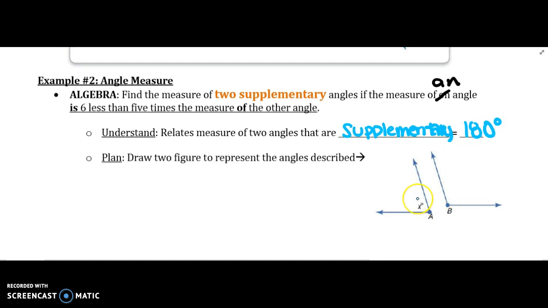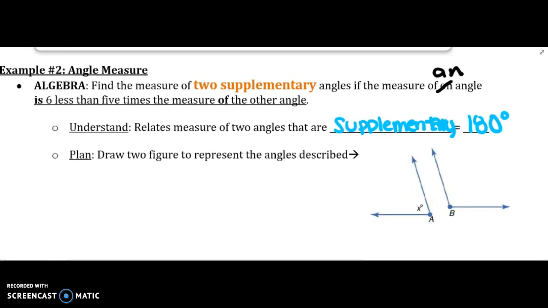So we're just going to draw two angles. We don't really know what they look like. You can draw any two angles, but please draw it up. It helps a lot. And then always call one x. Okay, so draw two angles and always start with 1x. Now I can label the other angle. So it says 6 less than 5 times the measure of the other angle. Well, the other angle is x, so this is going to be 6 less than 5 times the other angle.